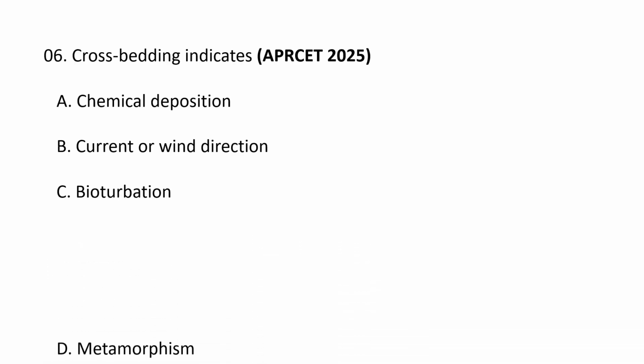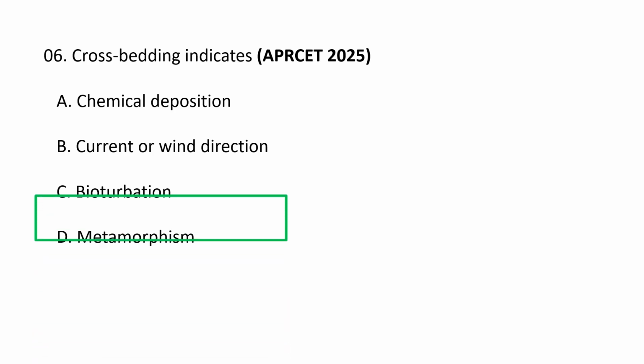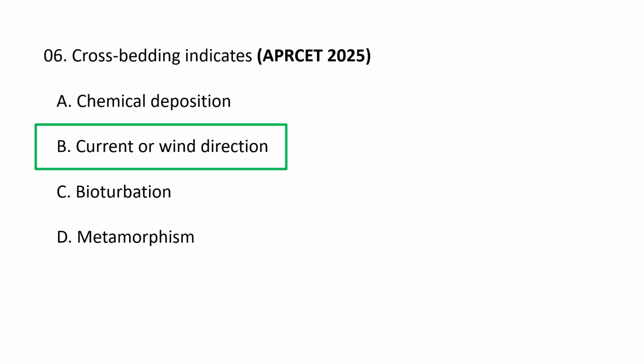Next question. Cross-bedding indicates A. Chemical deposition, B. Current or wind direction, C. Bioturbation and D. Metamorphism. Cross-bedding indicates current or wind direction. Cross-bedding indicates the direction of the current, whether it's wind or water. The inclined layers called foresets, which are deposited at an angle and point in the direction of flow that created them. B is the correct option.